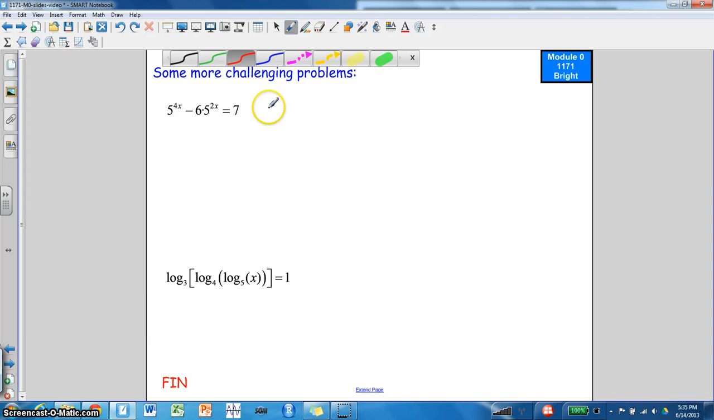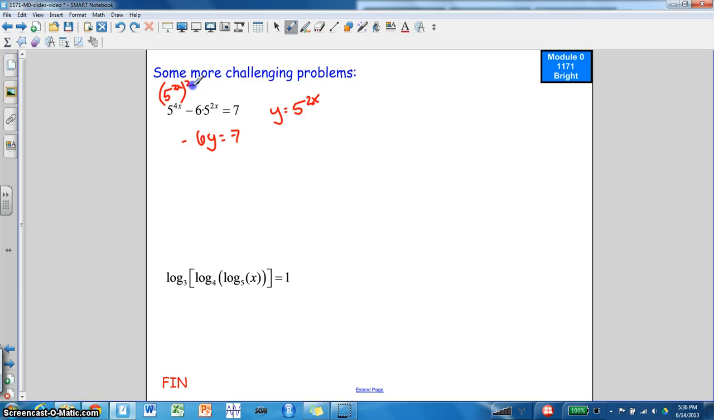but as a hint, I want to try a substitution. Let's try y is equal to, not 2 to the x, let's try y is equal to 5 to the 2x. Okay, so this becomes y minus 6y... if I pull this apart, this is (5 to the 2x) quantity squared, because by laws of exponents I can multiply those and get the same thing. So this is really just y squared. Okay, and that I know how to work with.